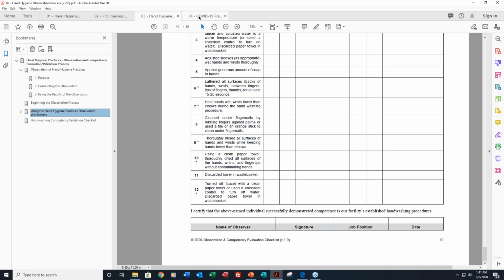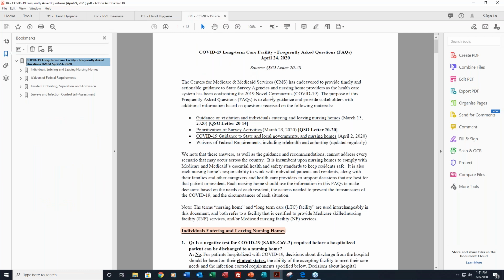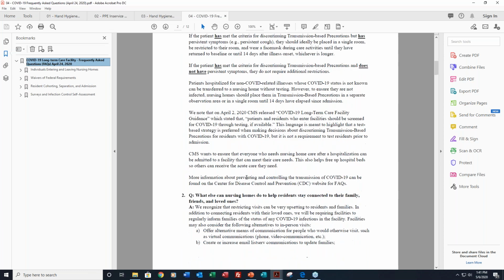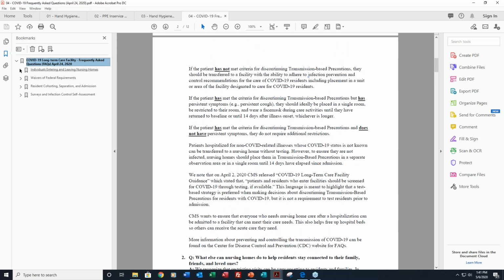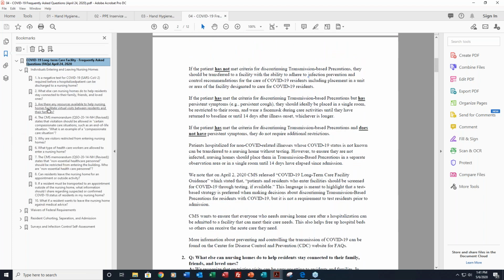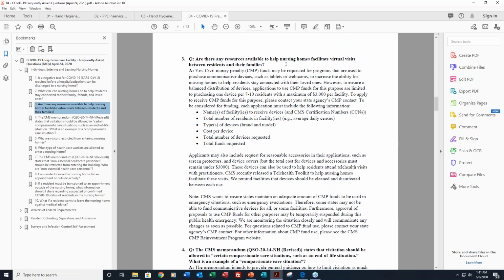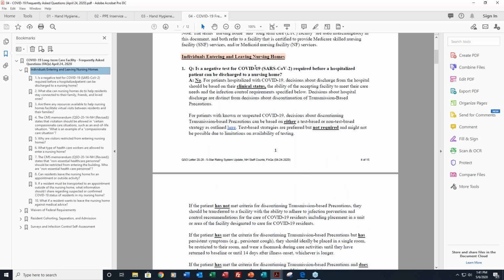So the next thing we want to look at is some of the questions that have come out from CMS. It's divided into these 4 areas, and we have bookmarked them, so you don't have to scroll through the document like this and look at the questions. The questions are here. So if I want to know, are there any resources available to help nursing homes facilitate virtual visits? So here's the question and the answer, and it goes into individuals entering and leaving the nursing home.